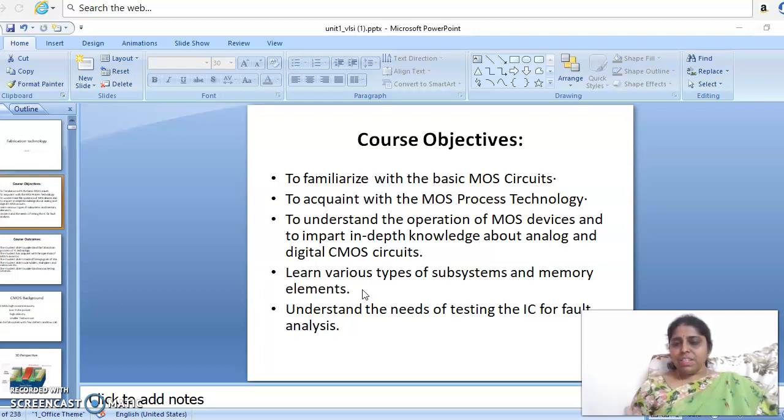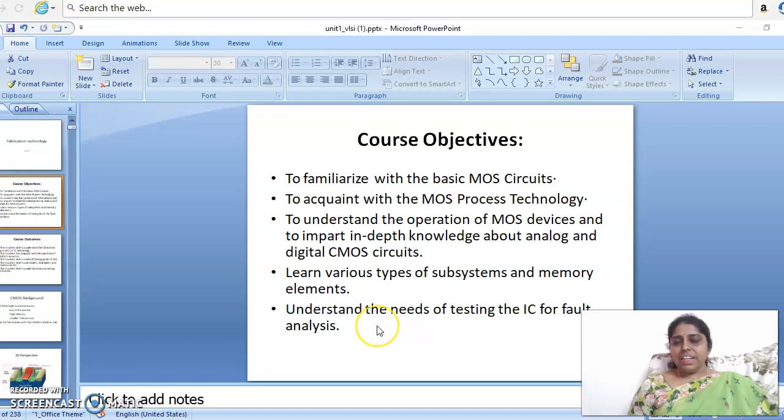So the subsystem designing, combinational subsystems, or it may be the sequential subsystem like SRAM, DRAM, content addressable memory, or it may be a simple adder or different types of adders, multipliers, or zero detectors, 1 detectors, comparators, or shifters. Like this, different subsystems will be learnt by the students.